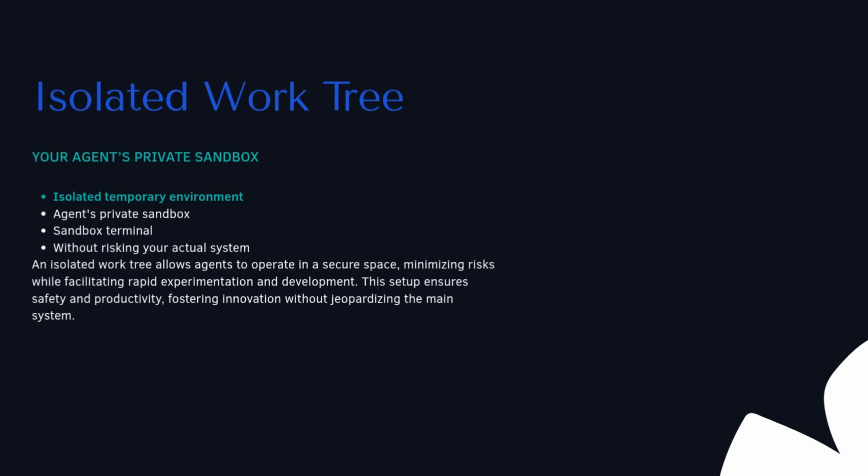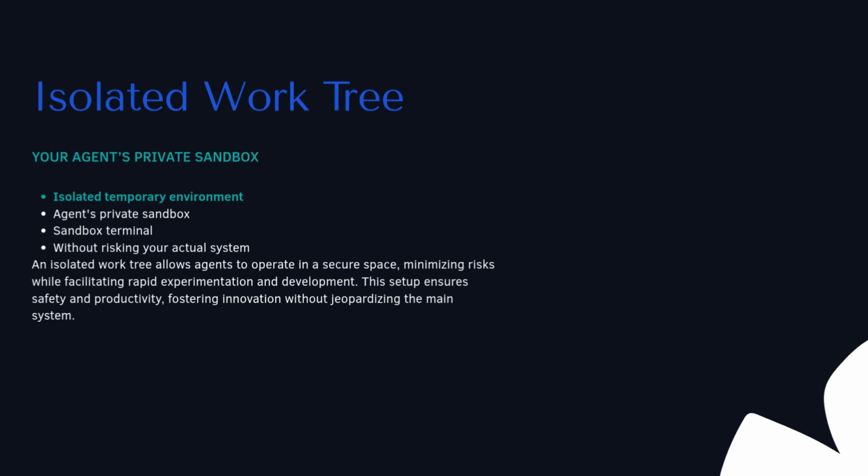Isolated work tree. Hang on. For listeners maybe less deep in Git internals, are we talking about a clean, temporary branch where AI can just experiment without messing up the main code? That's precisely it. Think of it as an isolated temporary environment. It's the agent's private sandbox. This lets it fail, retry, even run potentially destructive commands like a big automated test suite, using something called a sandbox terminal, all without risking your actual system or the integrity of your main branch. You only approve the final clean output, not the messy behind-the-scenes stuff.